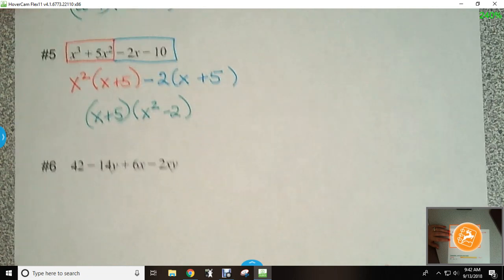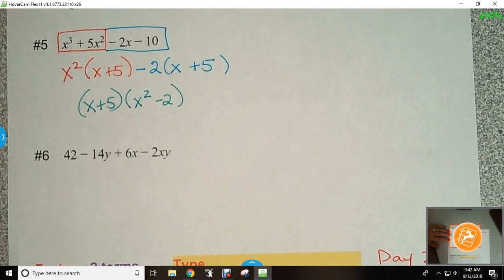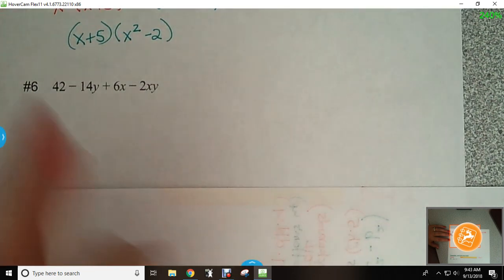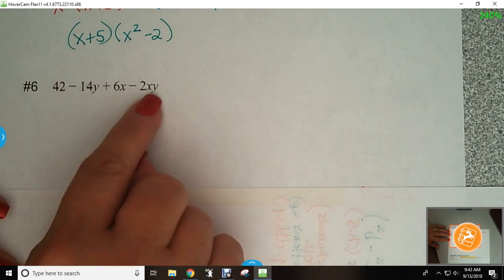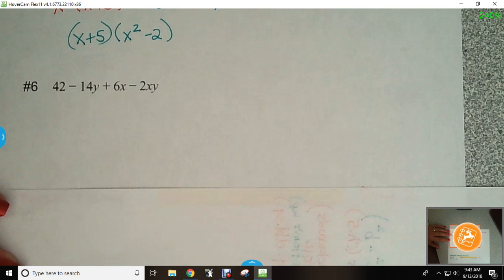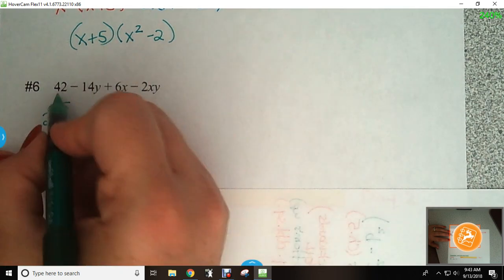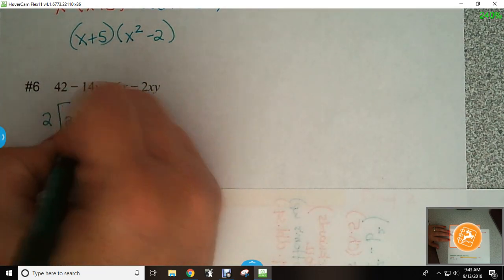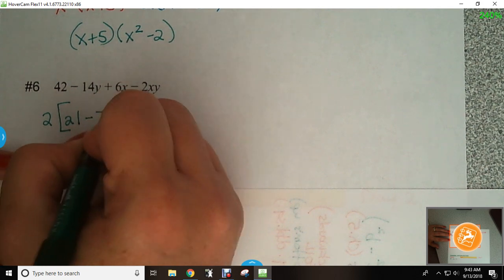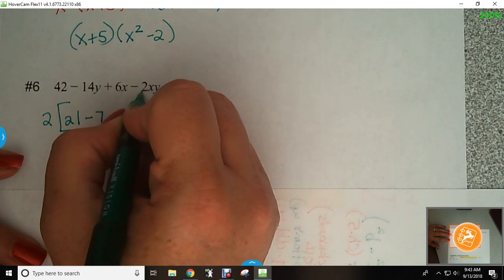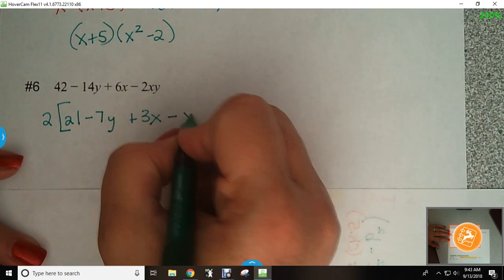So now, problem number 6. You've got to go back to step 1, and that is to always check for a greatest common factor before you do anything else. So, for number 6, if you look, I can divide all of these terms by 2. So I'm going to do that first. So here's my 2. I'm going to use brackets again. Divide this by 2 gives me 21. Divide this by 2 gives me minus 7y. Divide by 2 is 3x, and divide by 2 makes that negative xy.